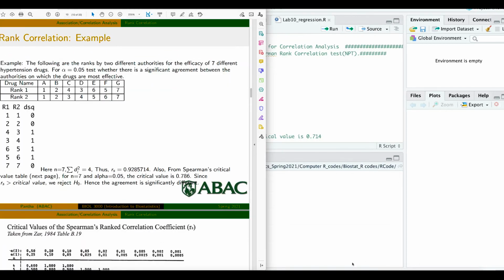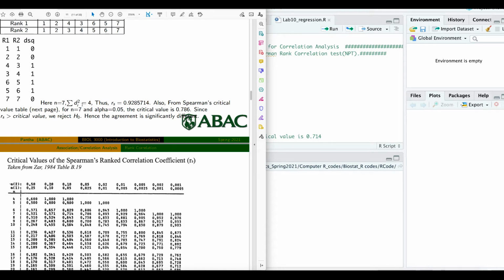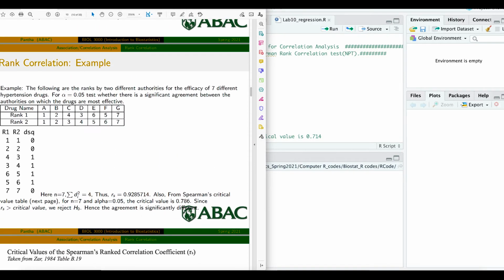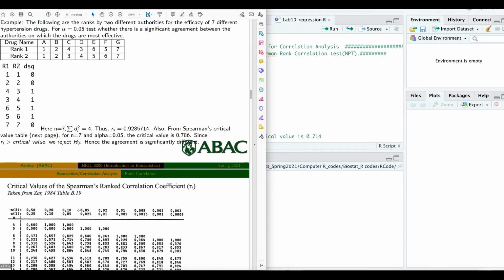Also, for the critical value, we use the Spearman's critical value table that is given here, okay? For n equals 7. We'll be using the two-tail test because our null hypothesis here is rho sub s equals 0 versus rho sub s not equal to 0. That is the alternative hypothesis. So it is a two-tail test. For a two-tail test with 0.05 and n equals 7, you go to 7 here. So that value is 0.786. You see that? The critical value is 0.786.